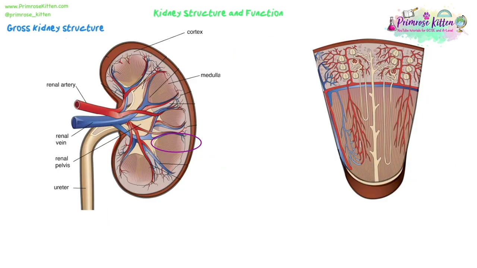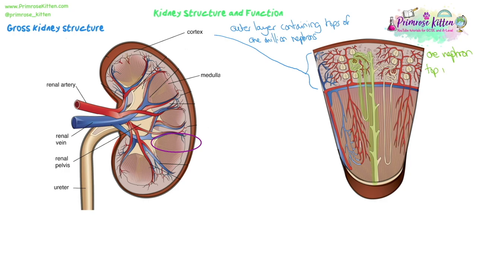So we need to be able to label these parts of the kidney. You can see here it's called the cortex. So that's the outermost layer of the inside of the kidney, and it contains the tops of approximately 1 million nephrons per kidney. So this is one nephron here, highlighted in green. The top parts are in the cortex, and that is where we carry out most of the filtration and the absorption. And then the parts that extend down into the medulla are mostly used for osmoregulation and water control.